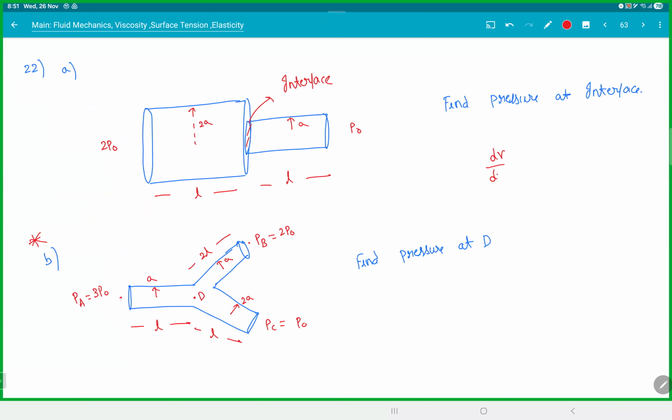dV by dt, the rate of change of volume flow, is equal to pi delta p r power 4 by 8 eta L. So you can treat the pipe like a resistance, where the resistance is given by 8 eta L by pi r power 4. They just work like resistances, series and parallel. In case you forgot, you should check out Poiseuille's equation.